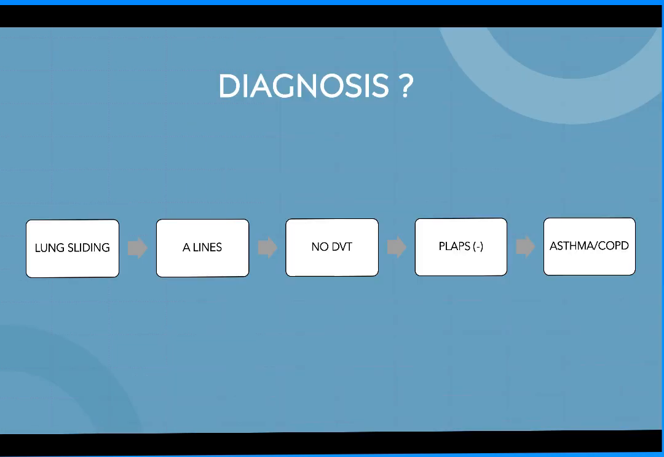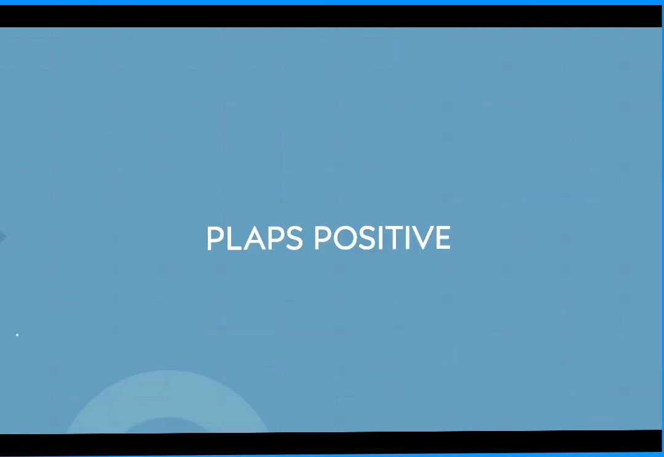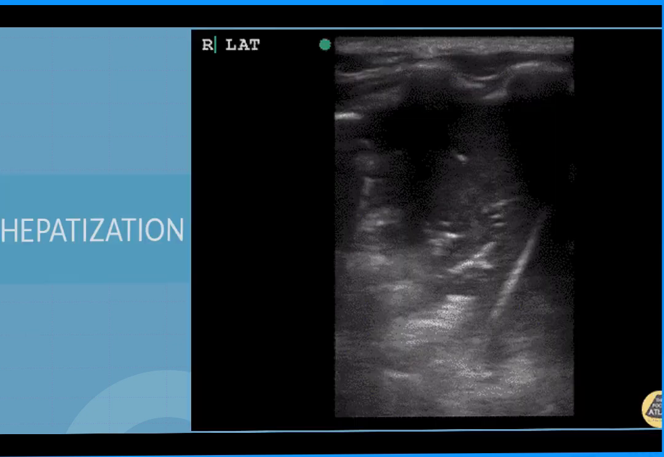So let's go back. Patient coming in dyspneic, tachycardic, tachypneic, that had lung sliding. They had A-lines in bilateral lung fields. You scanned, there was no DVT. You looked at the PLAPS point, it was negative for any pathology. This patient could possibly have asthma or COPD. Now let's go over what some positive findings at the PLAPS point are.